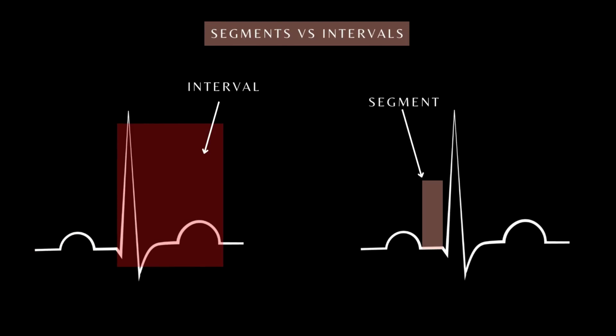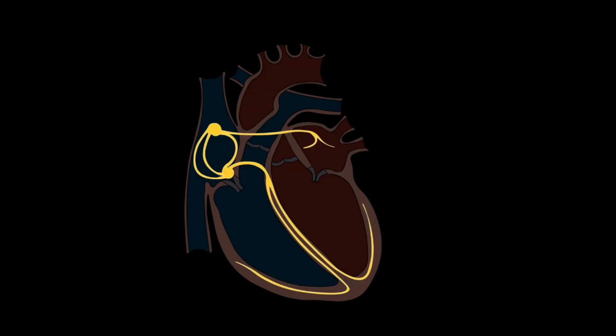A good way to differentiate between segments and intervals is to always remember that segments are normally isoelectric periods. That is, they do not include any waves, while intervals contain one or 2 waves along with segments. Here is an animation showing the electrical conduction pathway and its main fibers from the sino-atrial node to the bundle branches of the right and left ventricles.